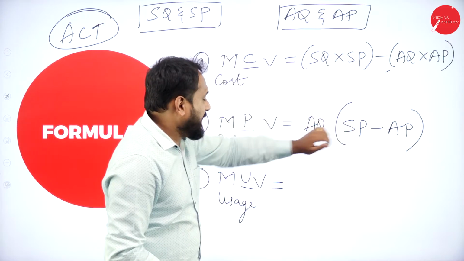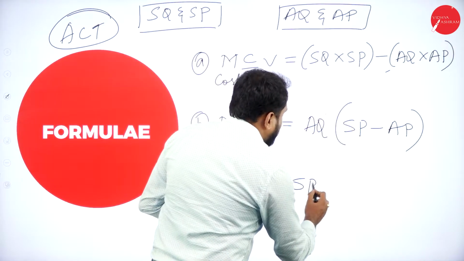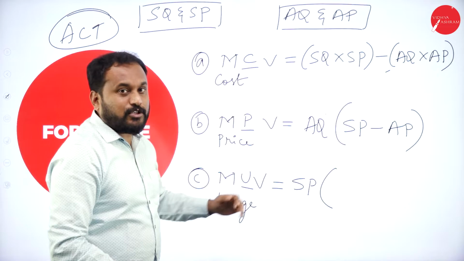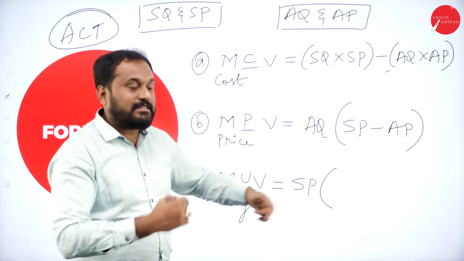What is the next one? SP. Now you have SP. Bring that SP here. Price has come out. What should come in? Quantity. What will come first? Standard. So it is what?